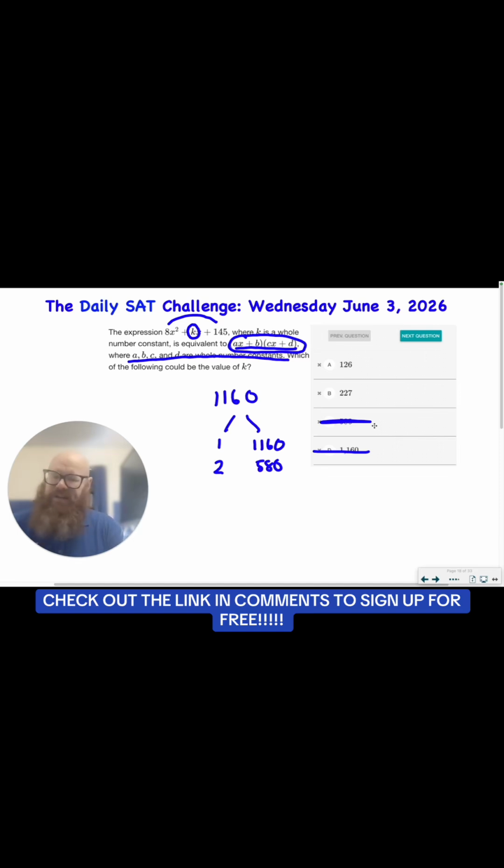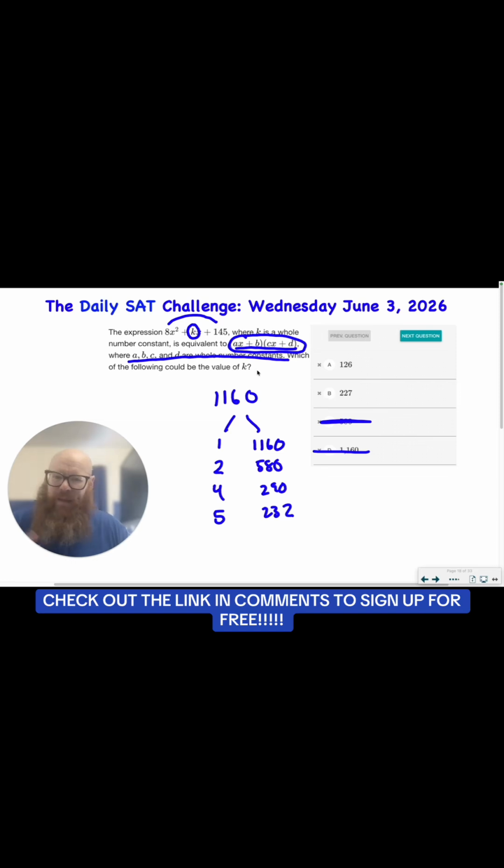And then 1160 doesn't divide by 3. 1160 does divide by 4, but 4 and 290, there's nothing even around there, so I can't eliminate anything. But then I have 5 and 232. So here's the thing. Again, all the numbers are positive, so these would add to give us k. So we could get 237, but not 227.